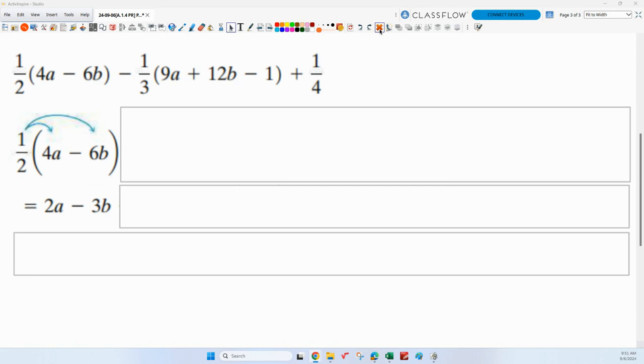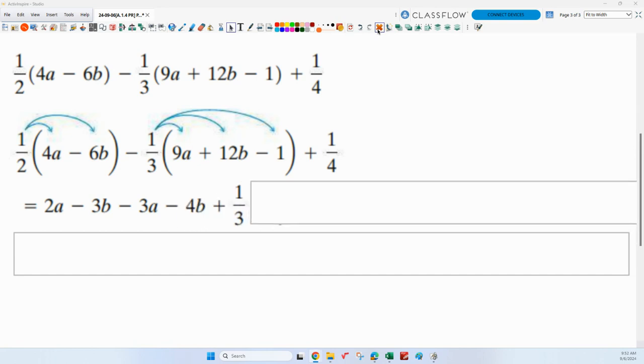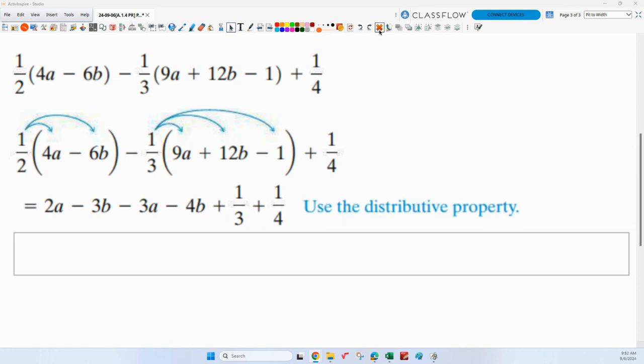Okay. Over here we distribute what? -1/3. We include the negative. Okay, so -1/3 times 9a, what's that? -3a, what's the next term going to be? Minus 4b plus 1/3. Negative times negative is positive. And then finally we get that plus 1/4 on the end. Okay, last thing we can do?